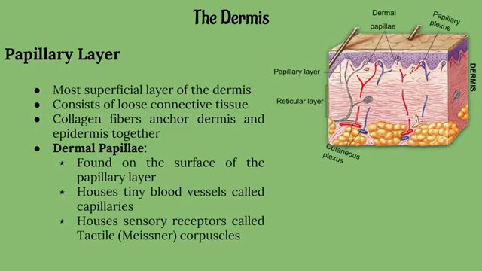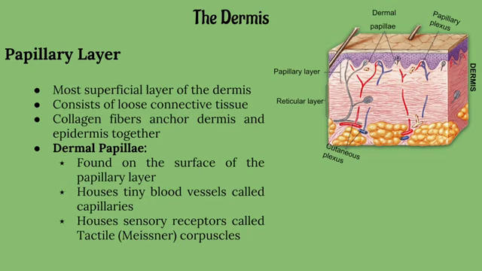The most superficial layer of the dermis is the papillary layer. This layer is made up of loose connective tissue. And remember, in connective tissue, we find cells such as phagocytes and fibroblasts. So these are the same type of cells we can expect to find inside of the papillary layer of the dermis. Collagen fibers found in the papillary layer function to hold the dermis and the epidermis together.